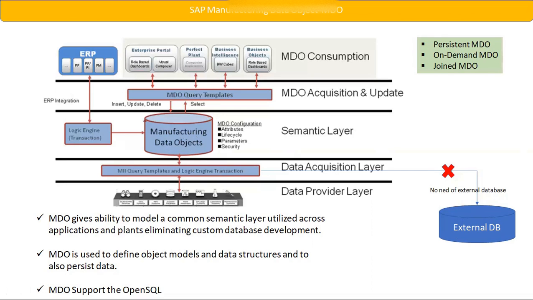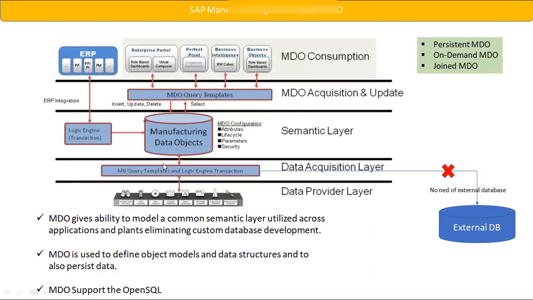So if I'm comparing MDO with a database table, you will understand it very quickly. It will be very easy to understand if you know any database. Suppose in a database, to store data, you have to create a table. You can insert data in a table, delete data from the table, or fetch or retrieve the data from the table.